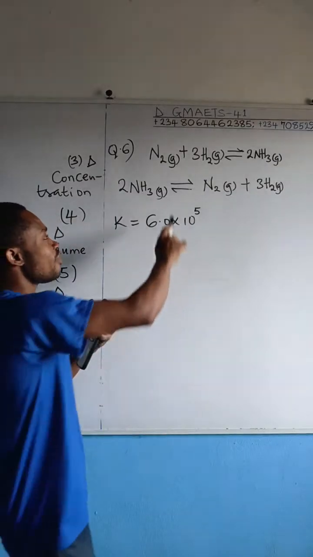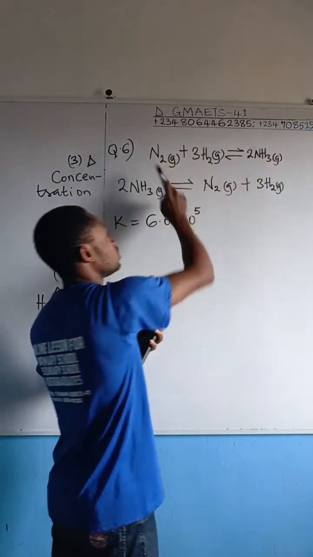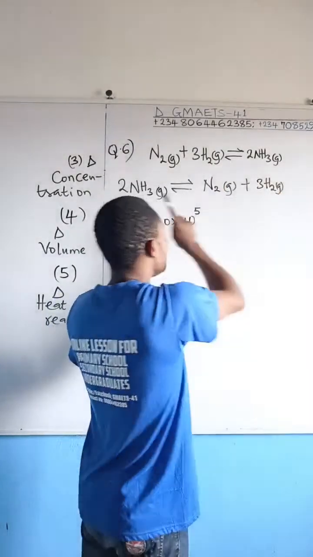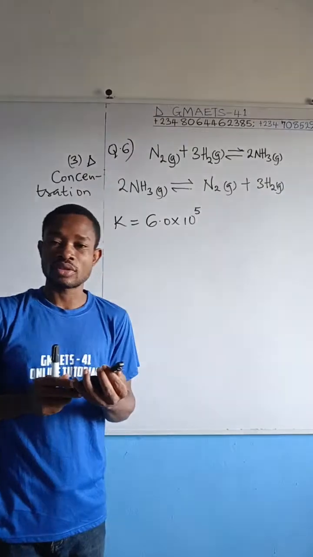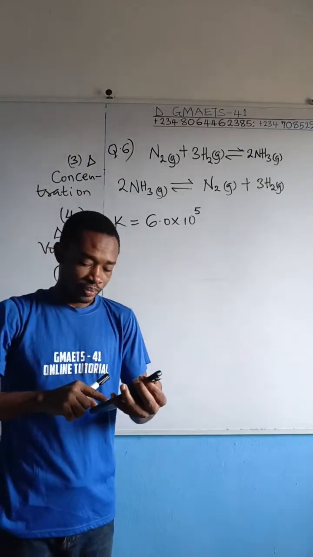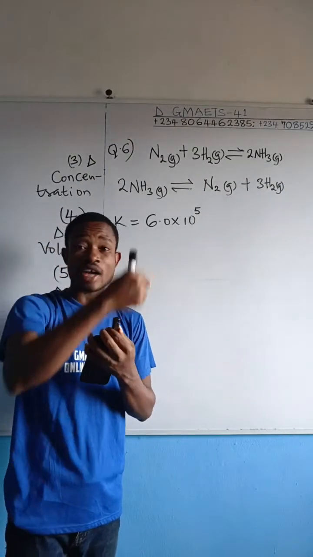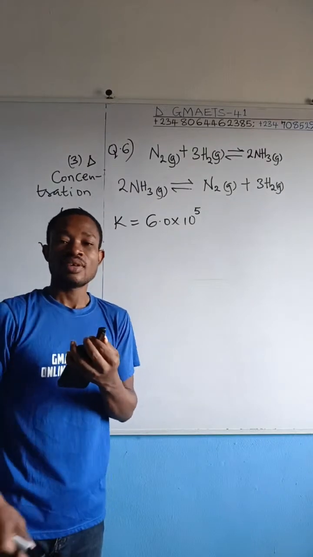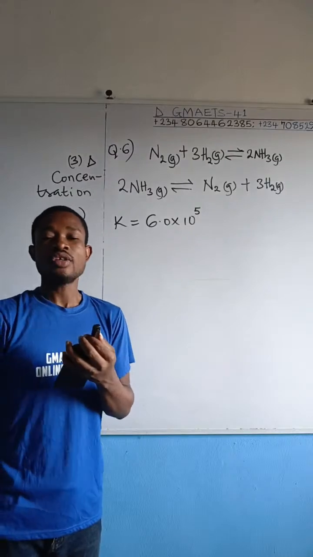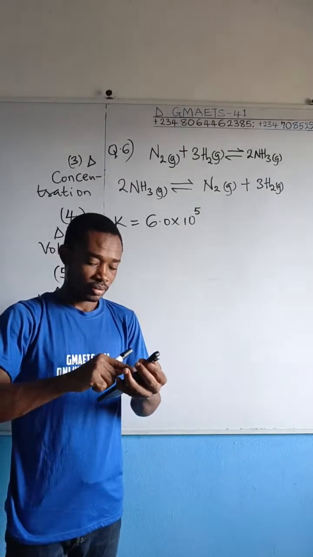The examiner gave you the equilibrium constant for this reaction. This is just like the forward reaction, and this one is just like the backward reaction. That's the implication of this question. So the examiner gave you the equilibrium constant for the first reaction, and then asked, when this reaction is reversed, what is going to be the equilibrium constant?